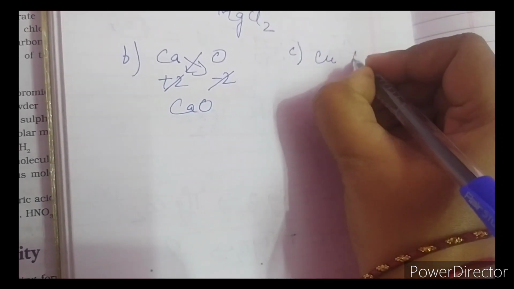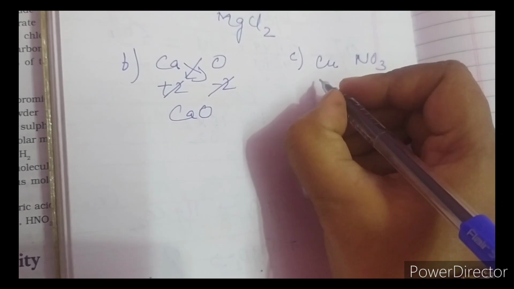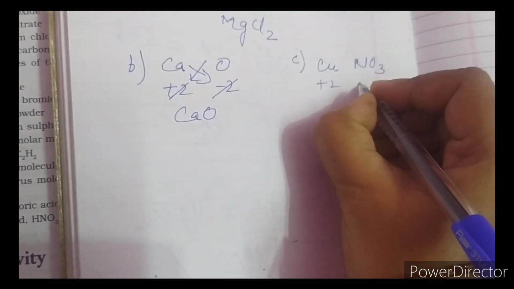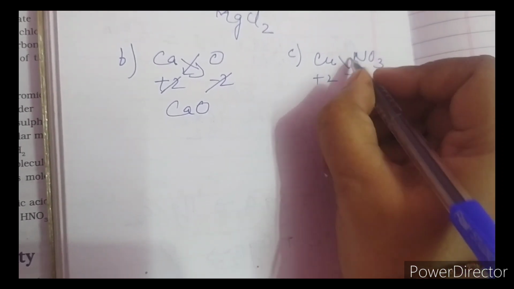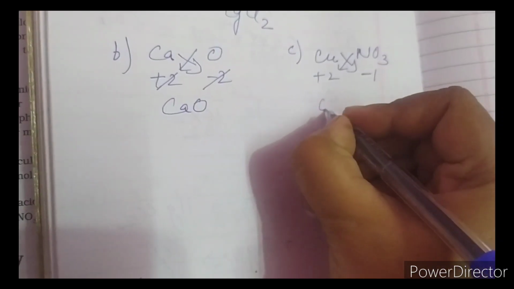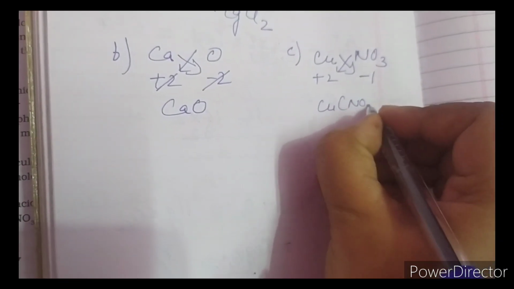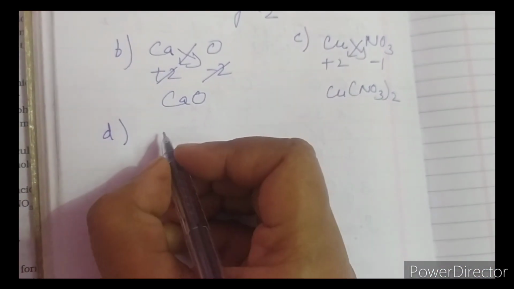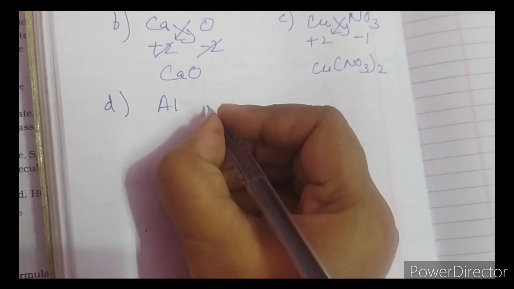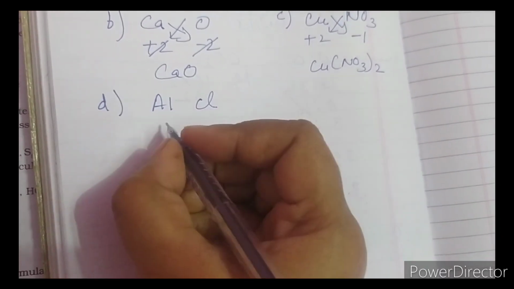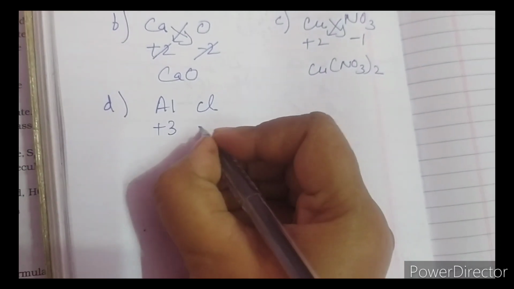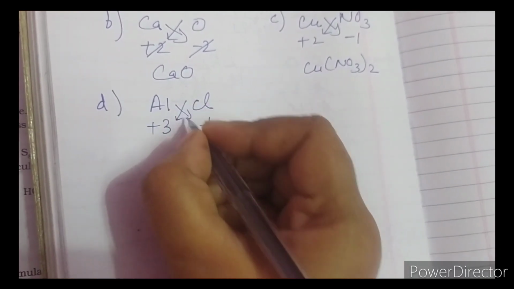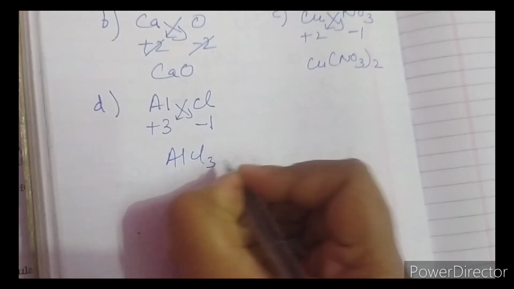Next is copper nitrate. Copper symbol is Cu, nitrate symbol is NO3. Copper valency is +2 here, nitrate valency -1. Just cross multiply the valency, and you will get Cu(NO3)2. D part is aluminium chloride. We'll take aluminium symbol as Al and chloride as Cl. Aluminium valency is +3, chlorine valency is -1. Just cross multiply and we will get AlCl3.